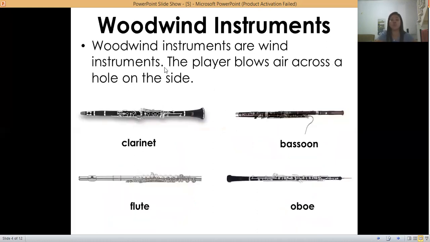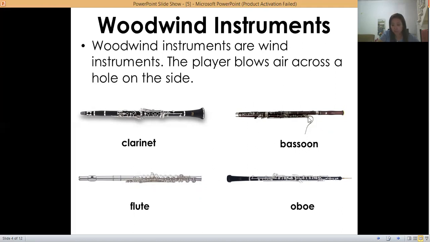Now we'll have woodwind instruments. The woodwind instruments are wind instruments also, but the player blows air across a hole on the side. So where's the hole? Here. Here. For this one? Oh, I cannot see it for the oboe. Okay, this one is a clarinet, bassoon, flute, oboe. Take a look at the picture of these woodwind instruments.